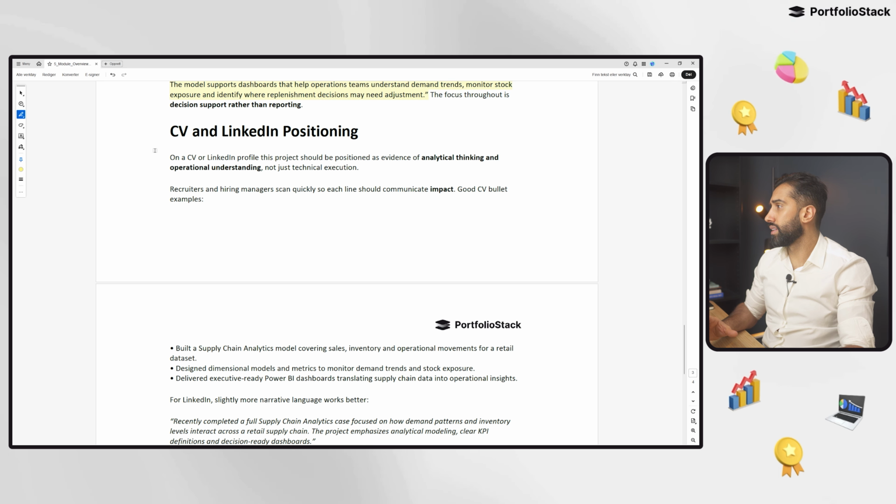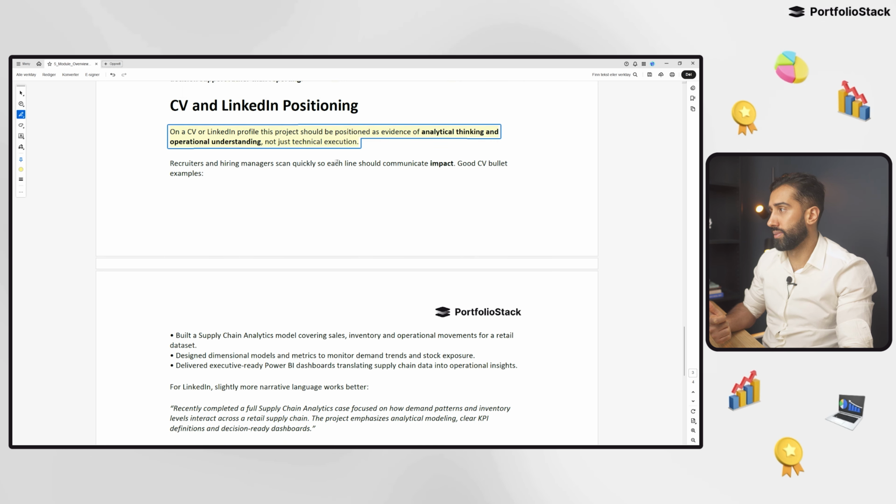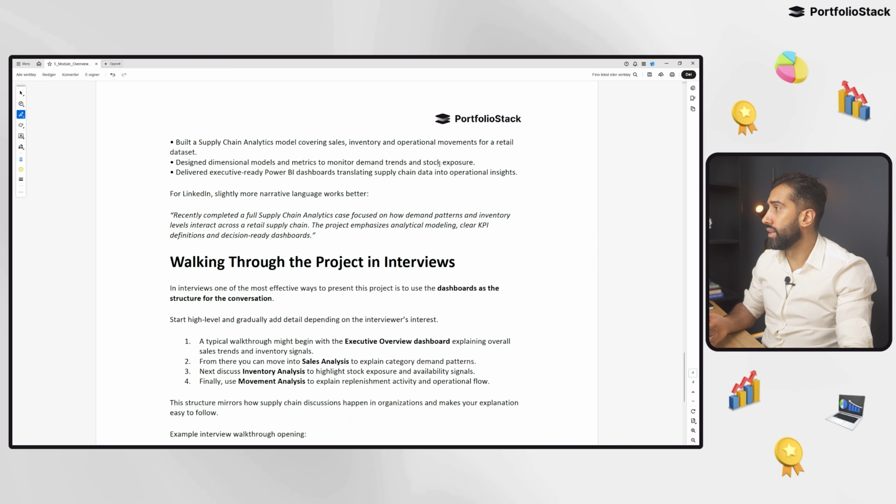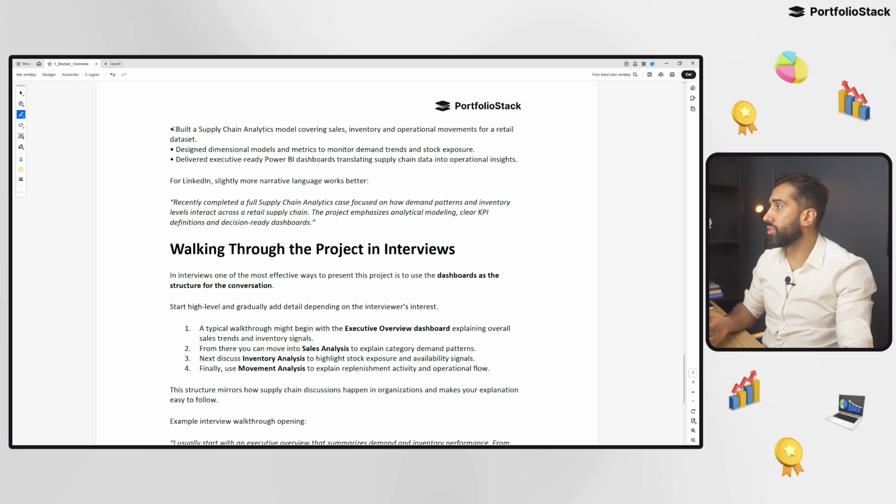CV and LinkedIn positioning. On a CV or LinkedIn profile, this project should be positioned as evidence of analytical thinking and operational understanding. And again, I'm focusing in on not just technical execution, which is super important. Recruiters, hiring managers scan quickly, so lines should communicate impact. Some good CV bullet point examples. Built a supply chain analytics model covering sales, inventory, and operational movements for a retail dataset. Designed dimensional models and metrics to monitor demand trends and stock exposure. Delivered executive-ready Power BI dashboards translating supply chain data into operational insights. So this could be bullet points on a CV.